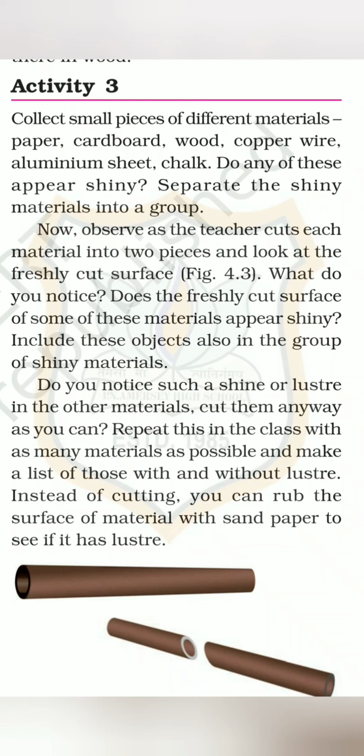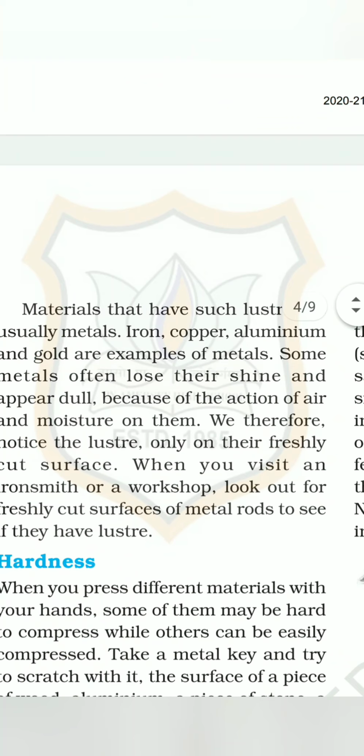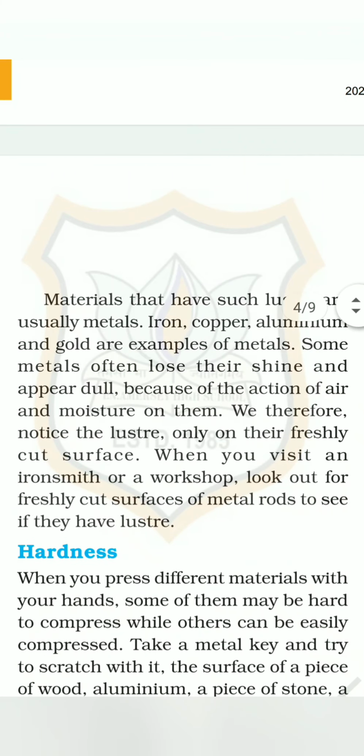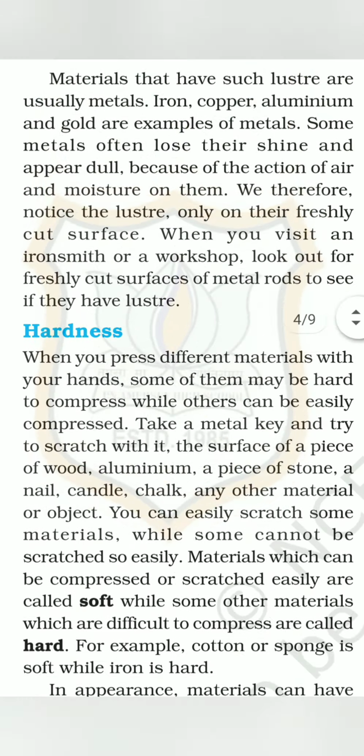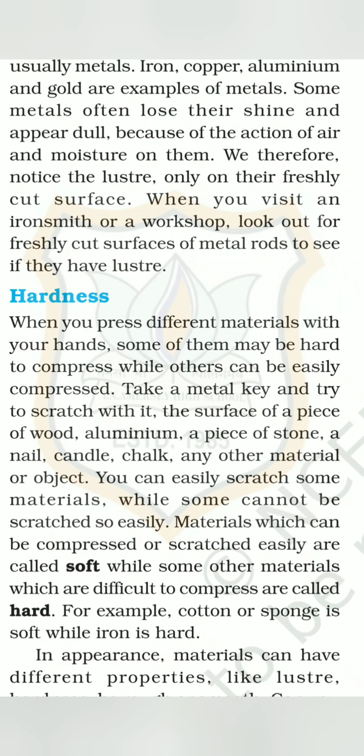Materials that have such luster are usually metals. Iron, copper, aluminium and gold are examples of metals. Some metals often lose their shine and appear dull because of the action of air and moisture on them. We therefore notice the luster only on their freshly cut surface. When you visit an ironsmith or a workshop, look out for the freshly cut surface of metal rods to see whether they have a luster.